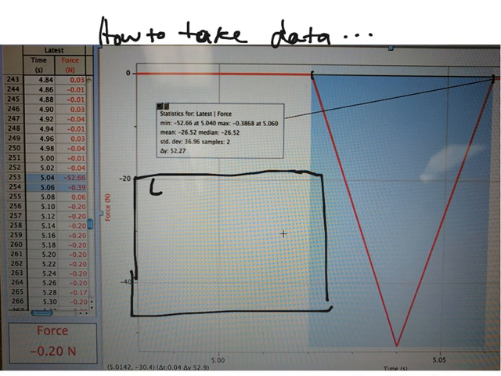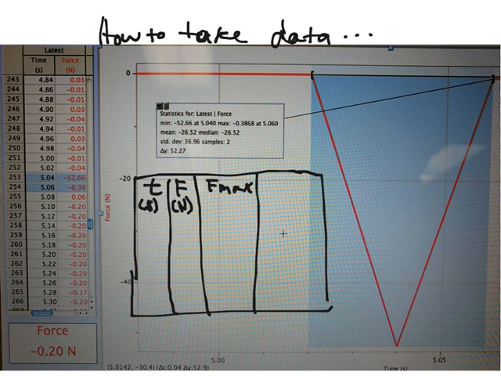You should have your time. You should have your force. This is in seconds. This is in newtons. You should have your F max. We'll talk a little more about that later. Your F mean. And your delta T. Ran out of some room there. Hopefully that's enough space. Delta T. So this is what you'll need.